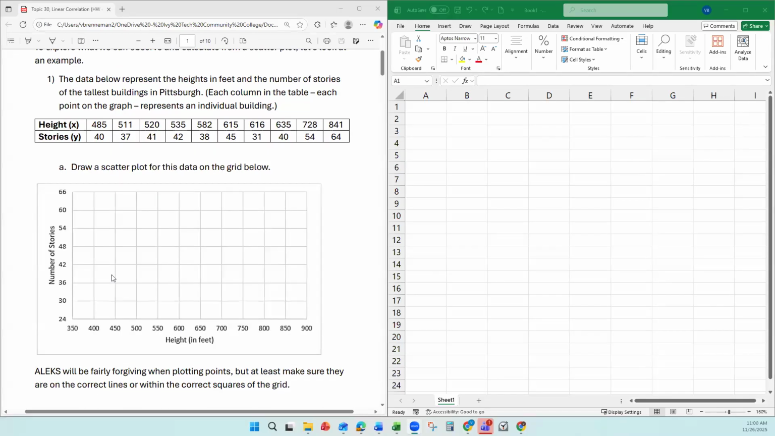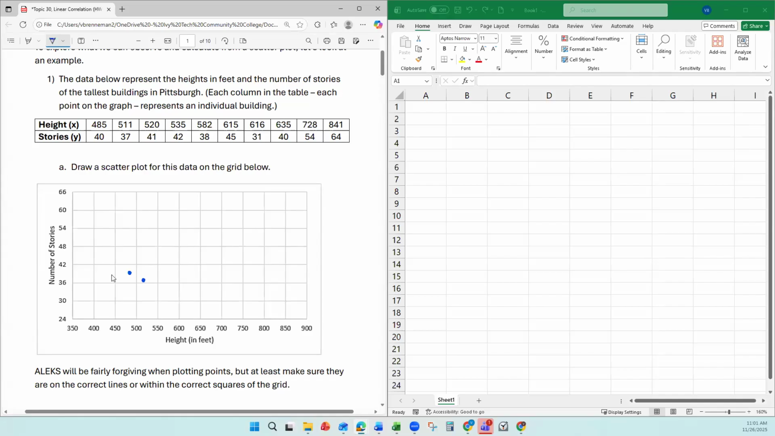This will be analogous. You'll just be clicking at the point. It doesn't have to be exact, but roughly in the right place. So as I'm looking at these, the X is the horizontal, the Y is the vertical. So 485, 40, I find there's 450, 500, so somewhere in between there, and then 40 between the 36 and 42. So somewhere in there. And 511, 37.